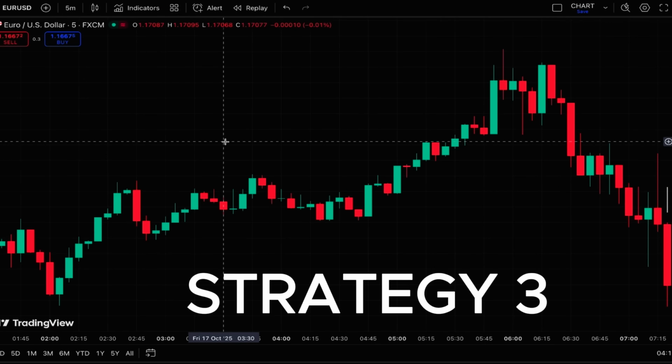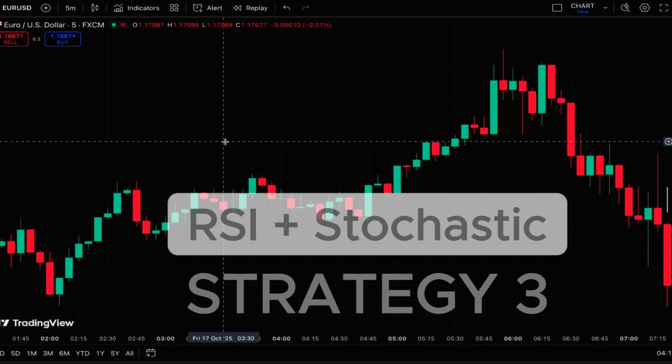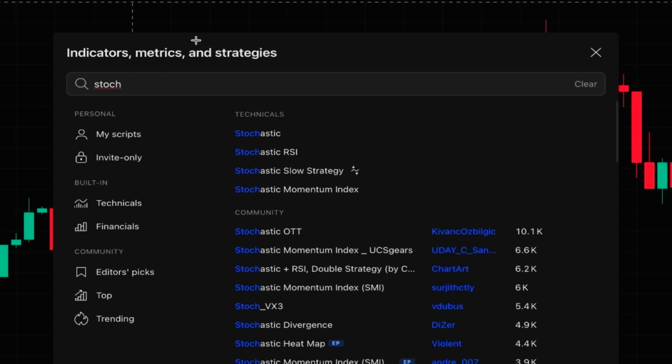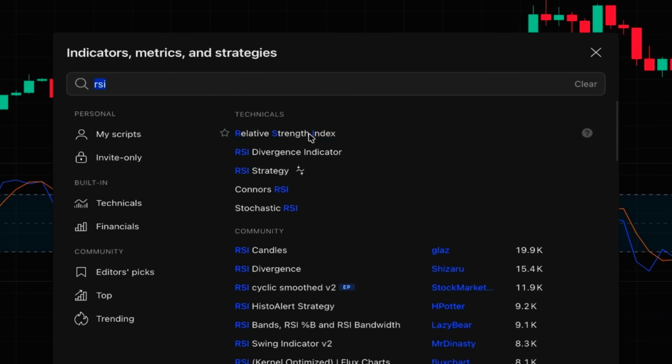Alright, now let me teach you the third trading strategy. For this trading strategy, we need RSI and stochastic. So here we click on indicators and we search stochastic, we add this one, and then we search RSI and we add RSI to our chart. And now we need to change their settings.